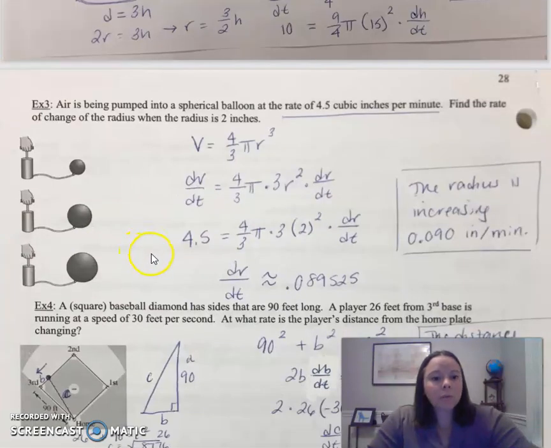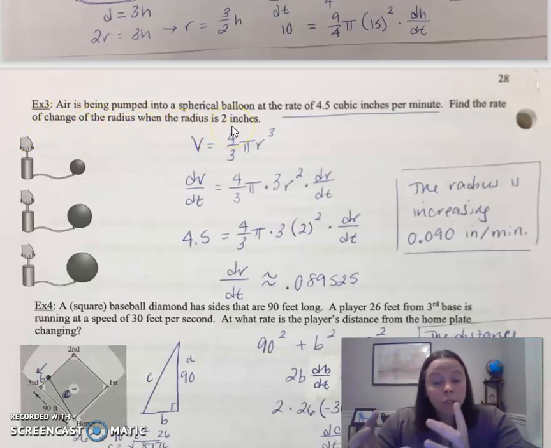So here's a balloon problem. Air is being pumped into a spherical balloon at a rate of 4.5 cubic inches per minute. That's a good hint that you're probably going to use the volume formula. Find the rate of change of the radius of the balloon when the radius is 2. So when that radius is 2 inches, that's when we're pausing the moment in time and seeing how fast the radius is changing.